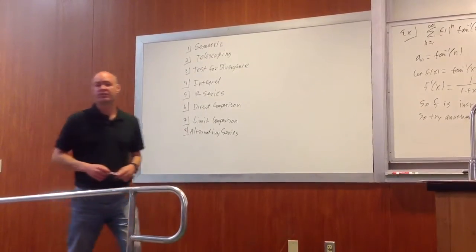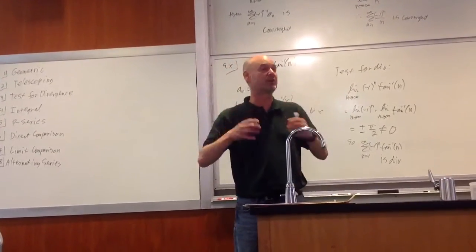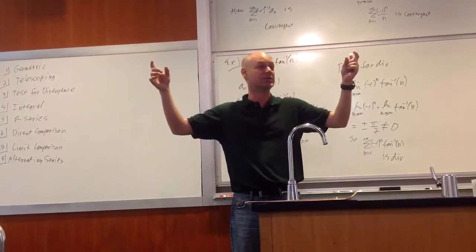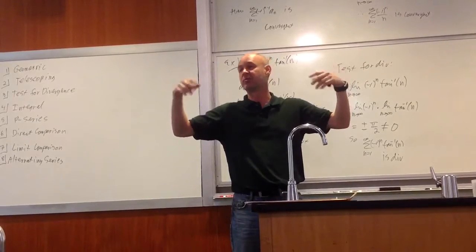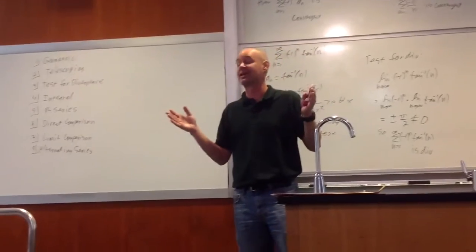Telescoping we don't get too often. If it's telescopic, everything is going to collapse down in between, and you're going to have some terms at the beginning and at the end, and then you have to run a limit. It's either going to be convergent or divergent based on that limit. Usually you have to write out quite a few terms to really see the pattern.